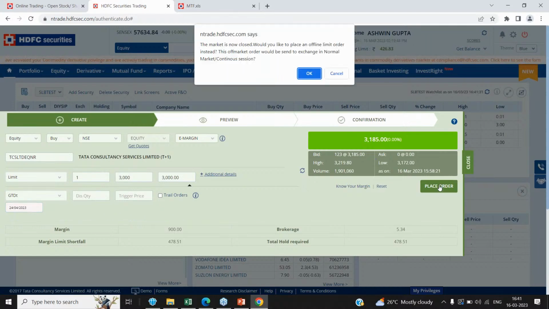Once the order is placed, this order will be there in the system till 24th of April. If the price of the stock reaches 3,000, the system will automatically buy the shares from the market. Investors otherwise need to see the stock price daily and enter the order on a daily basis. Here the customer can have a shortcut wherein they can simply select GTT and place an order. The order will be placed.